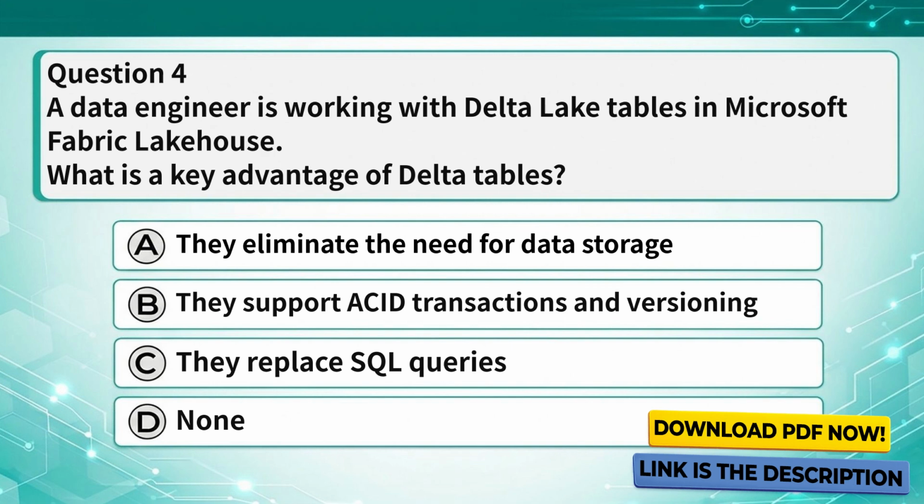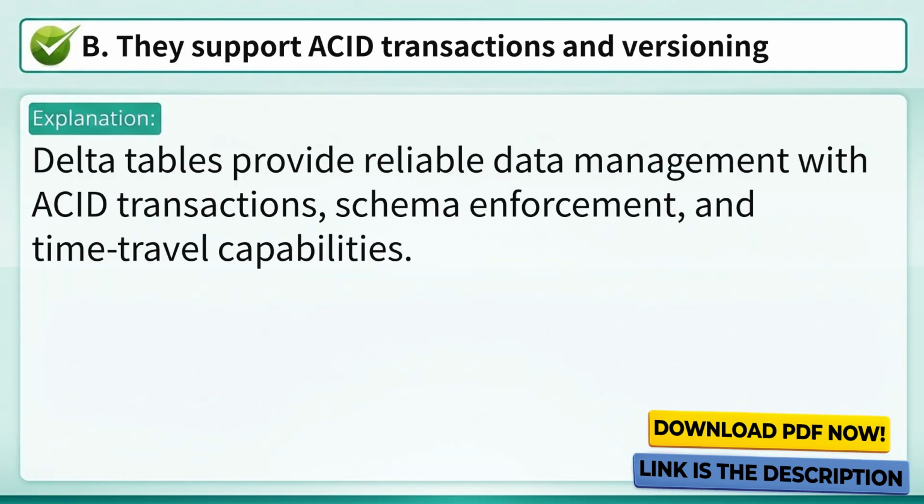Question 4. A data engineer is working with Delta Lake tables in Microsoft Fabric Lakehouse. What is a key advantage of Delta tables? A. They eliminate the need for data storage. B. They support ACID transactions and versioning. C. They replace SQL queries. D. None. Correct answer, B. They support ACID transactions and versioning. Explanation: Delta tables provide reliable data management with ACID transactions, schema enforcement, and time travel capabilities.